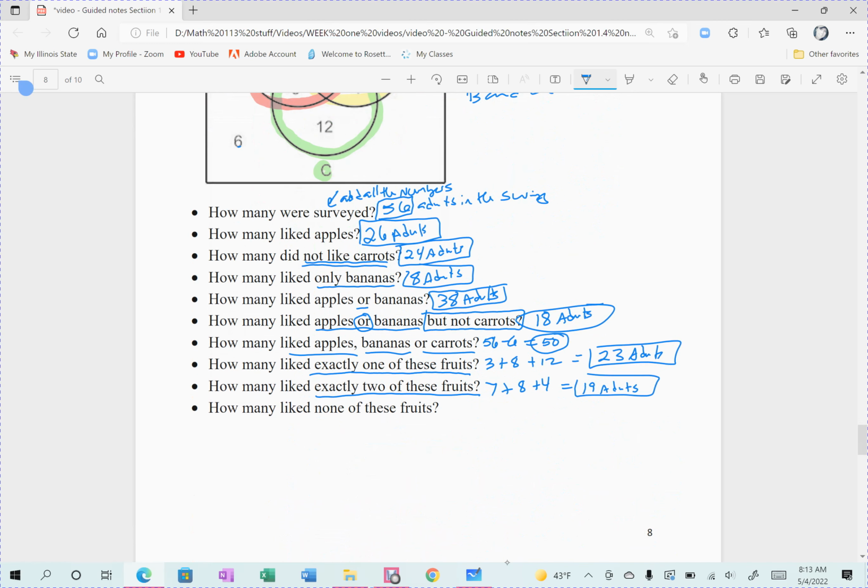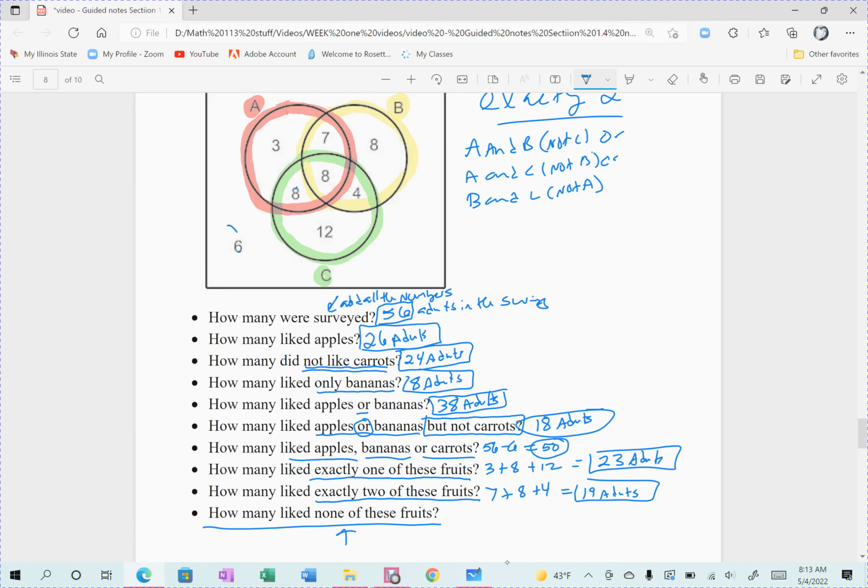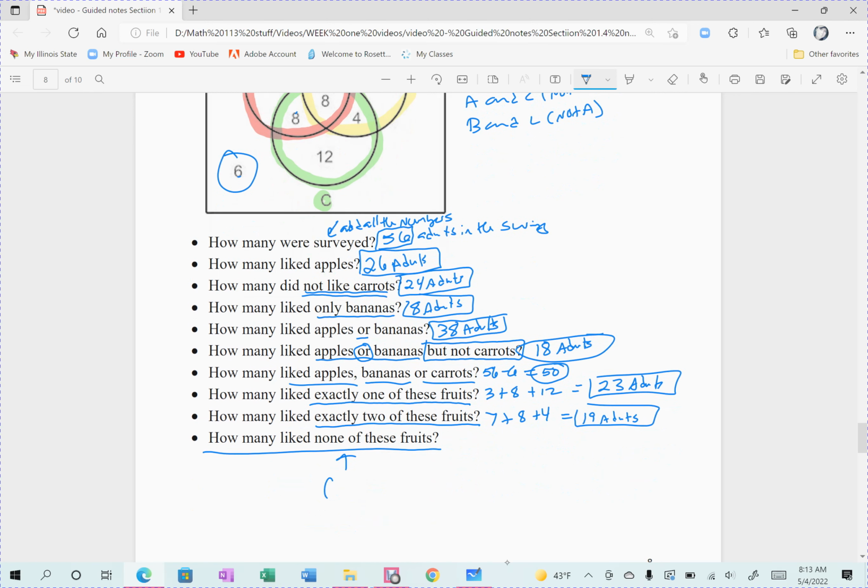All right. The last question, which actually is the easy one. How many like none of those? Well, that's this group here. 6 people out of the survey don't like any of them. 6 adults do not like apples, do not like bananas, do not like carrots. So 6 people out of the survey.